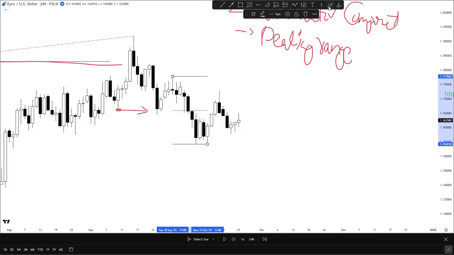The first thing that you can see here is that we've got this high, and this high is a significant high because not only did it test a higher time frame key level in the form of a weekly order block, but also this high led to this low being broken.